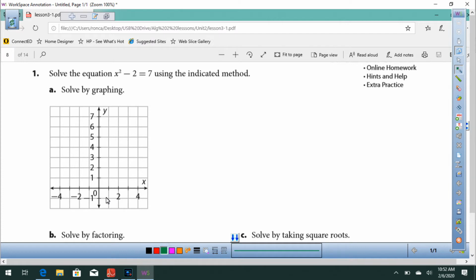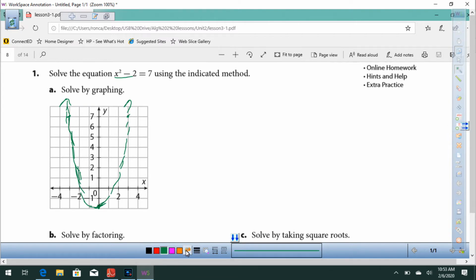And let's see. Negative 2 is right here. And then negative 3, 7 is right there. And positive 3, 7 is right there. And it's going to look something like this right here. And there's our graph of the x squared minus 2 part.